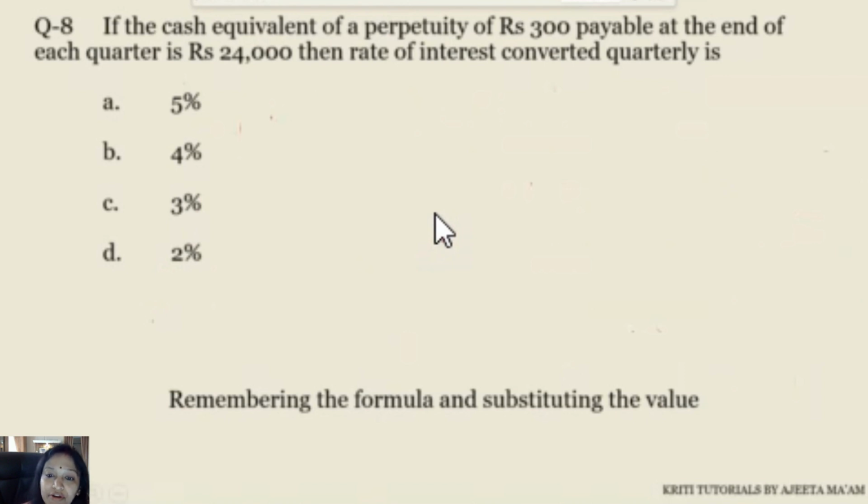Now we have to use the formula of perpetuity. So what is the formula of perpetuity? P is equal to R upon I. And what is I? I is the rate of interest upon 400.